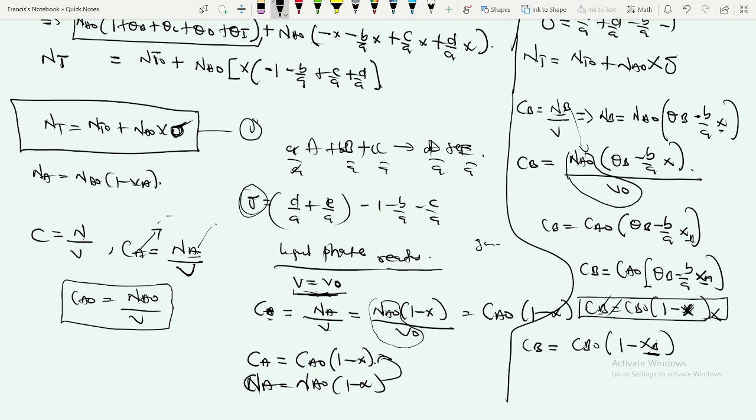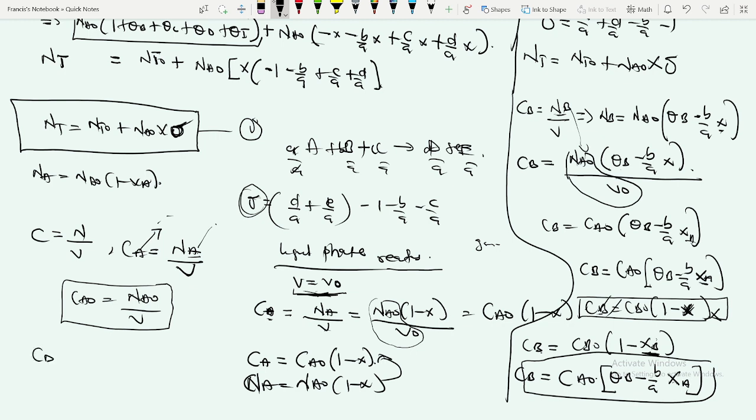But because you can't write a conversion for each of the reactants, we have a standard conversion we are using, and that is the conversion of the limiting reactant. Because B is not your limiting reactant, you can't use XB. So you just have to convert it into CA naught, and that is when the stoichiometric table's application comes in. So theta B minus B over A x, where your x is actually XA, the conversion of A. The same thing applies. You can derive further for the product too.